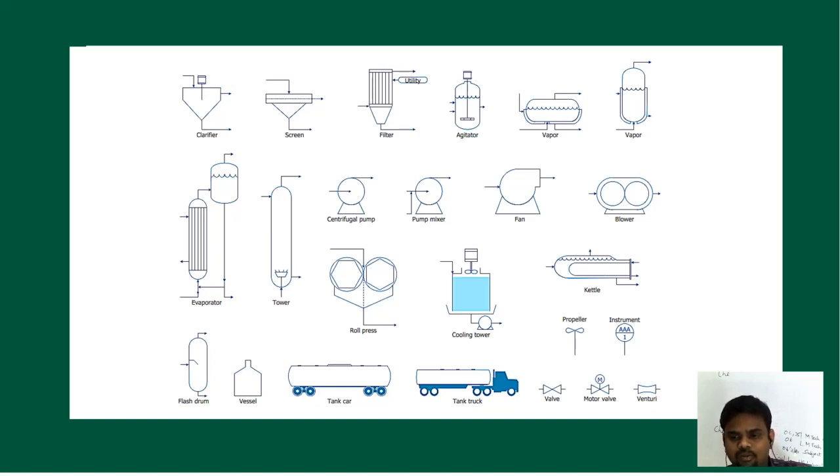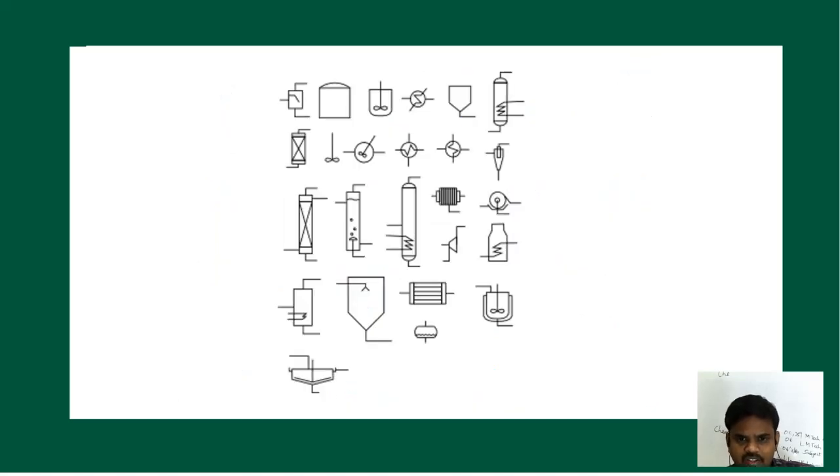So how to represent a valve. If it's an automated motor valve, how to represent it. Venturimeter, how to represent, right? So like that we have. Similarly, these are also line diagrams. You can see CSTR type, different types of units. If spraying is there, you can use that symbol.